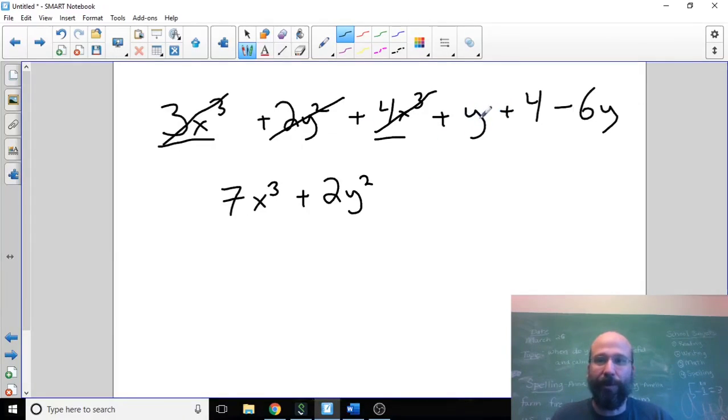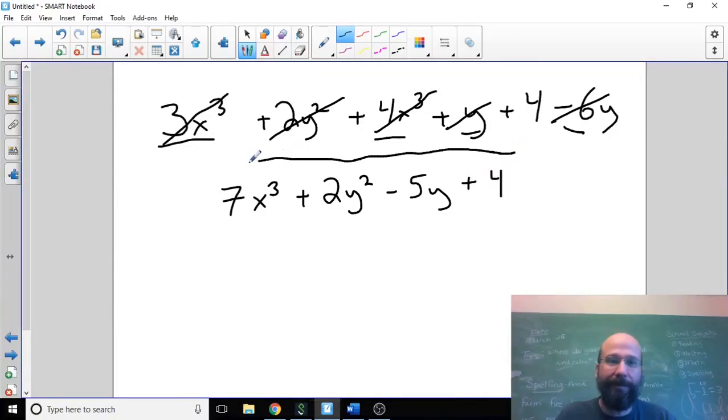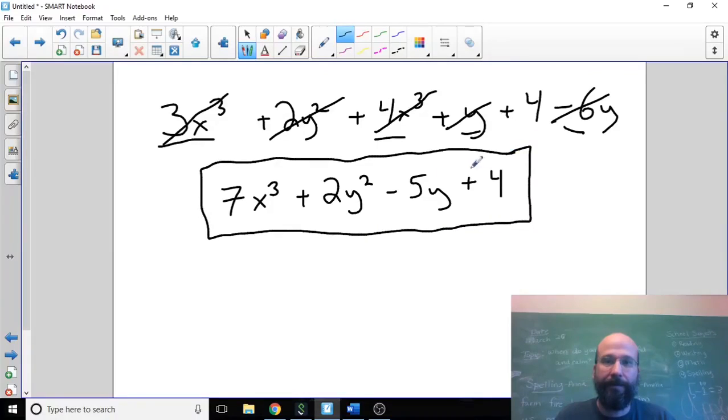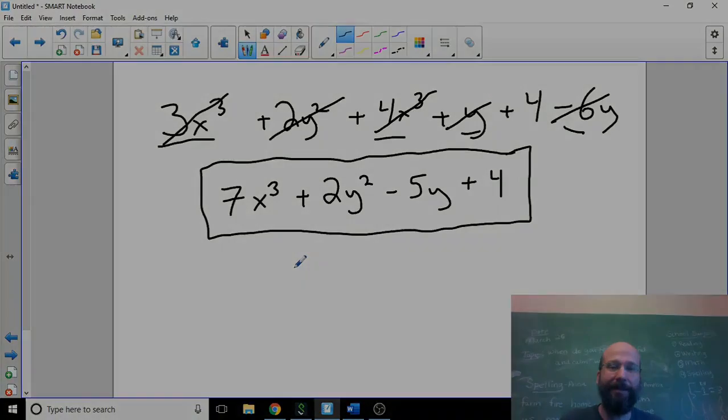Now I'm looking just for y, and I have this one and this one. So this is 1y minus 6y, which gives us minus 5y. So I've taken care of that, and then the last thing I have left over is a plus 4. So this would be my final answer, because I've combined all like terms. That's it with combining like terms.